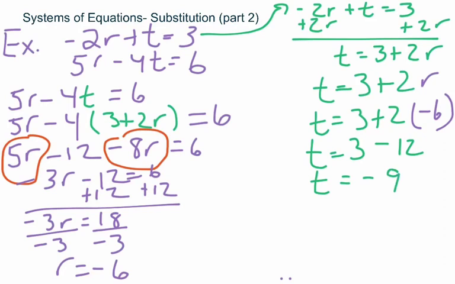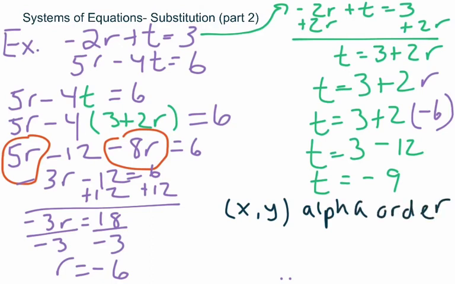Now you can leave your answer like that. That is an okay way to leave your answer. R equals -6, T equals -9, everything is fine. If you were asked to put it in an ordered pair, okay, so something like XY, then you're like, well, wait a minute, I don't have an XY, I have an R and a T, which order should they go in? The idea is that they do go in alpha order, unless you are told otherwise. So in this case, the R would come first because R comes before T in the alphabet. And so you would say -6, -9 as your answer.